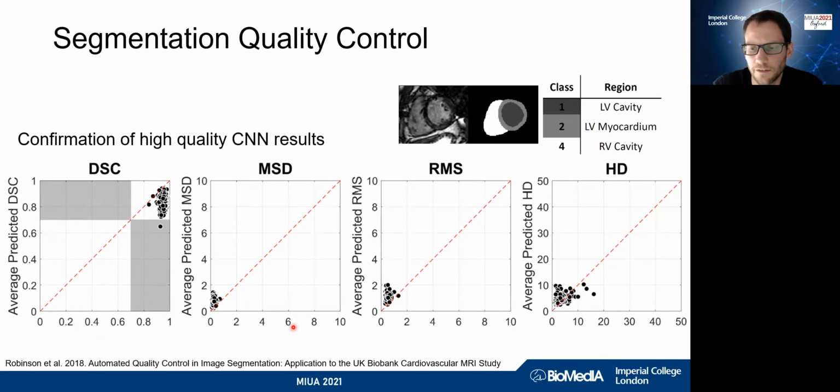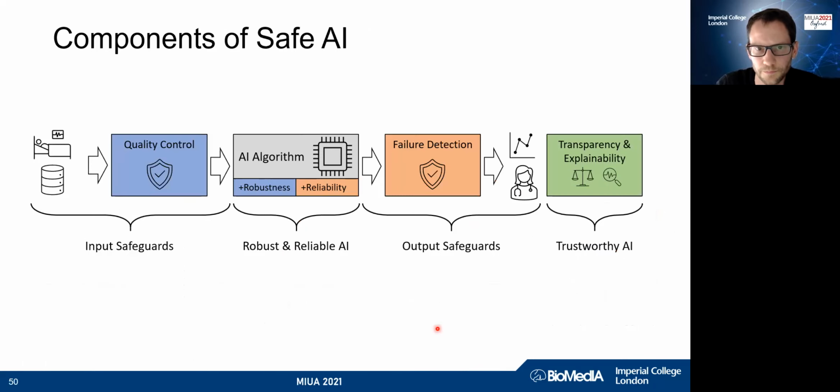We then also tested this on a CNN that we knew was of high quality because it had been manually quality controlled, with the segmentation results visually checked. So we know that the CNN would perform reasonably well on the segmentation, and our RCA approach could also confirm this by predicting, for most of the cases, high Dice scores and low surface distances. So these are just examples of safeguards that we can put in.